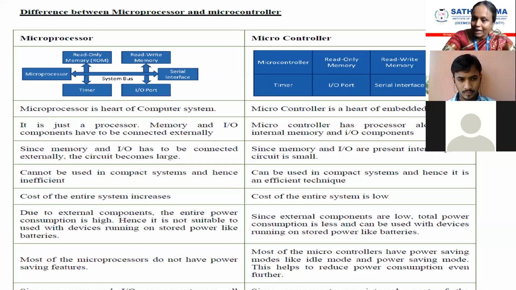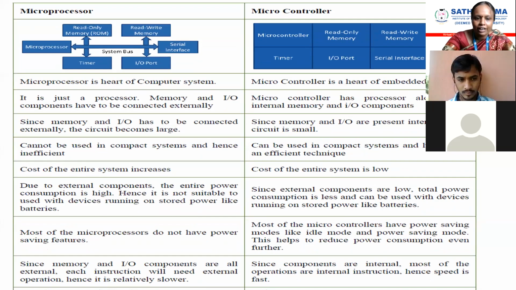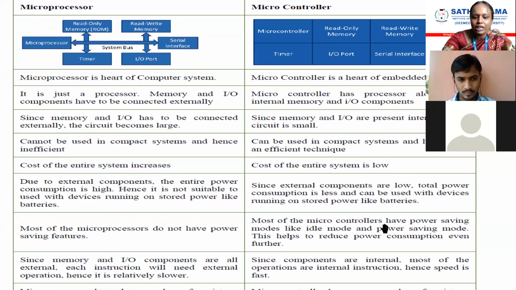Can you understand? That is the third point they specify. And fourth, it cannot be used in a compact system. Because for a microprocessor, we have to go with a separate IC, a separate memory unit, and everything has to be connected externally. So the system is not compact, but the microcontroller is a very compact system.